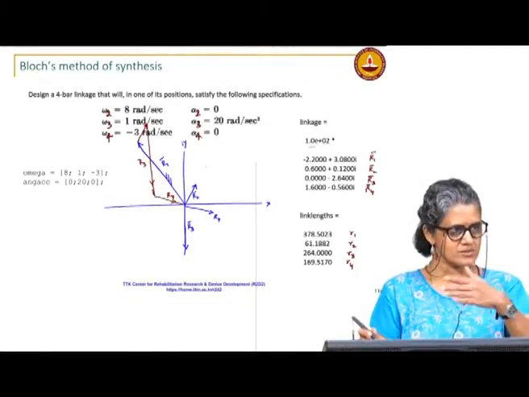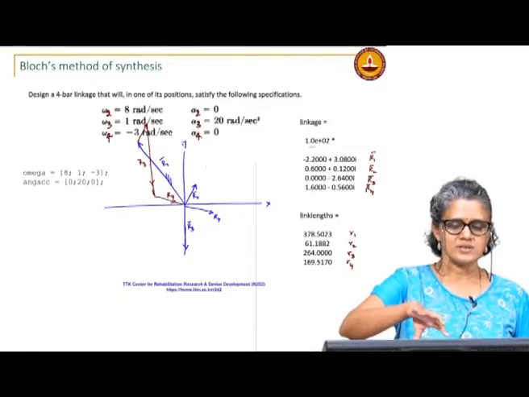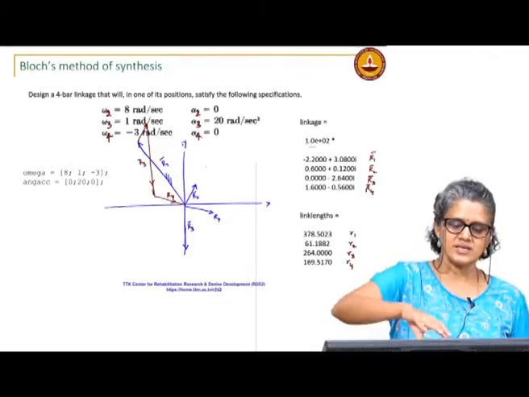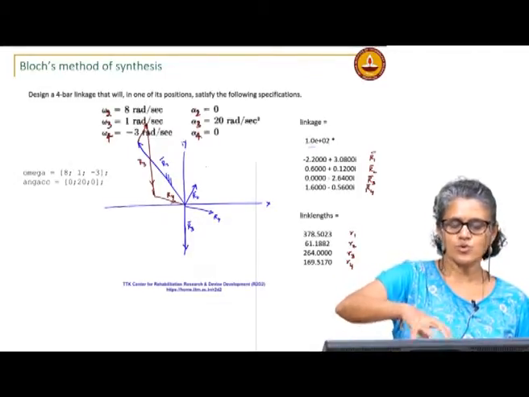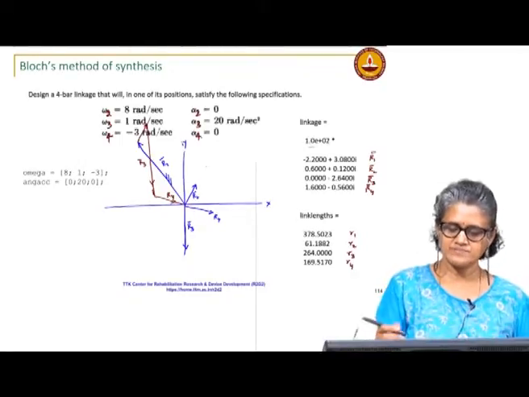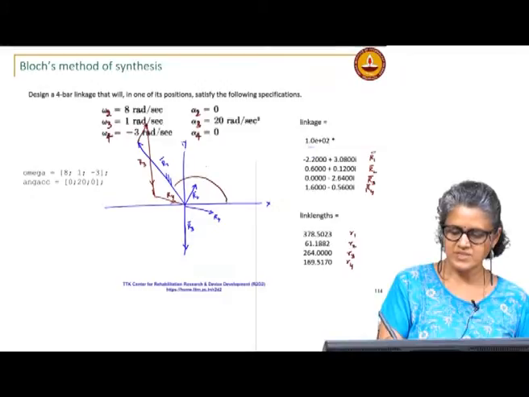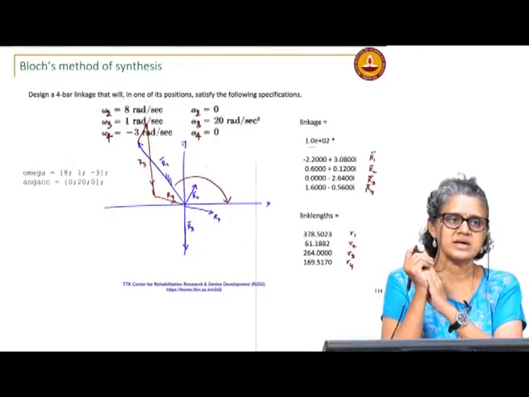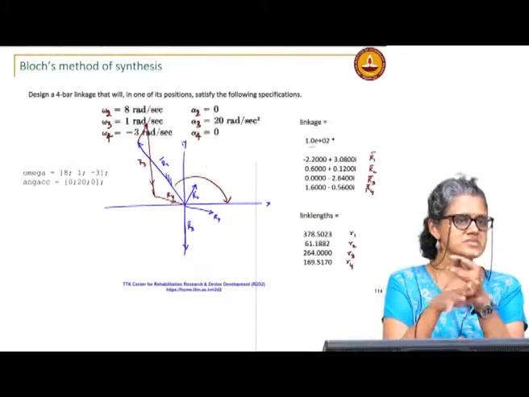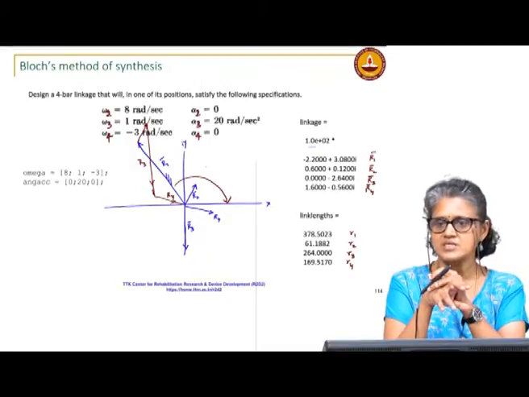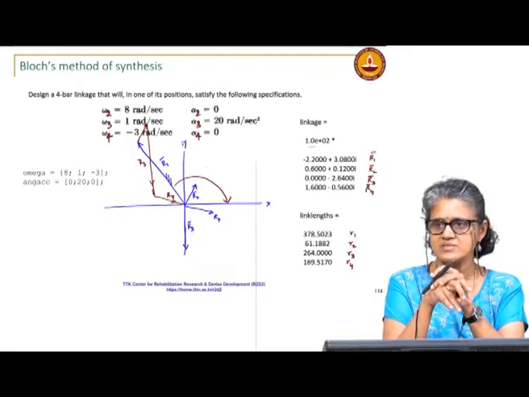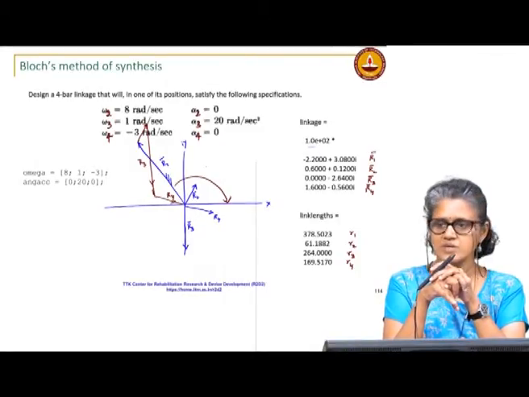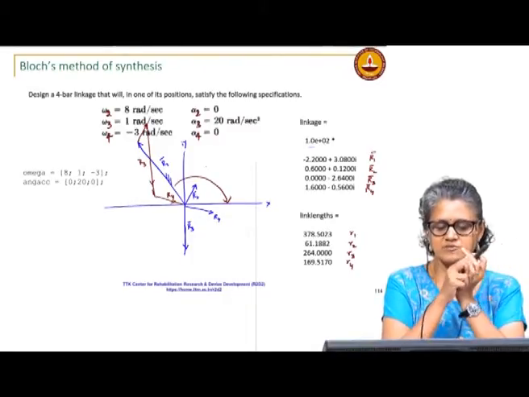Now, if I want to have this with R 1 along the real axis, then essentially I have to rotate this whole linkage clockwise by this angle. All the vectors have to be rotated by the same angle, otherwise you can pretty much use it in any orientation in the plane and it will still have the same behavior. Okay. So, this is Bloch's method of synthesis.